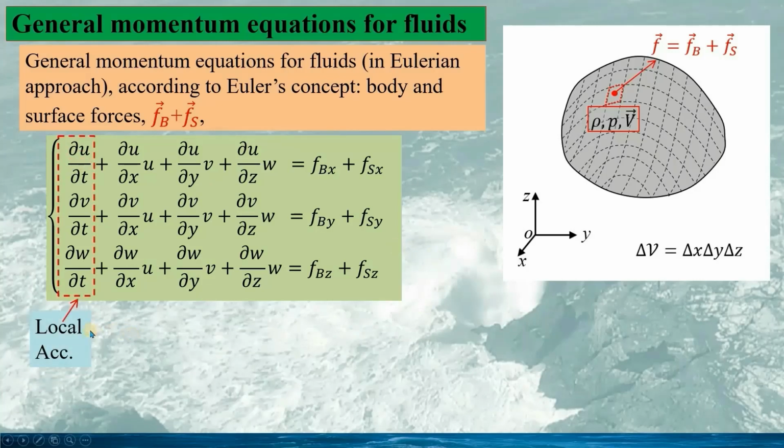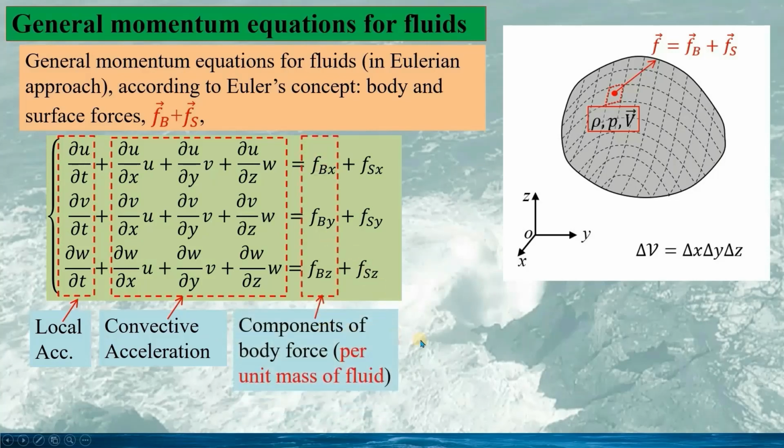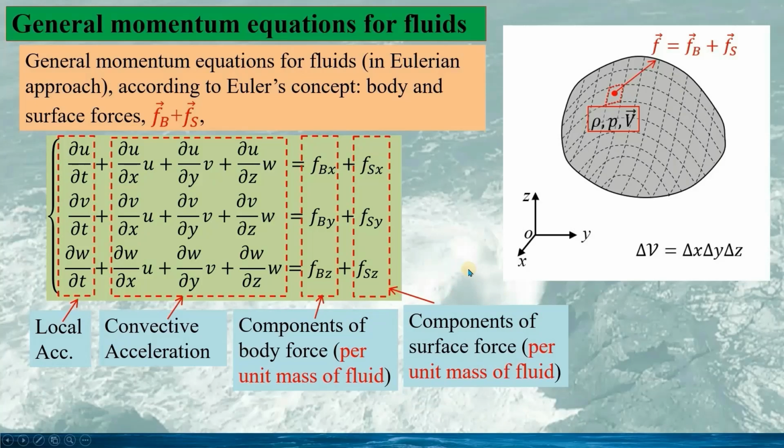In this momentum equation, we can see the first term on the left-hand side is the local acceleration, and the following three terms are the convective acceleration. On the right-hand side, the body force per unit mass of fluid has the components Fbx, Fby, and Fbz. And the components of the surface force are Fsx, Fsy, and Fsz per unit mass of fluid.